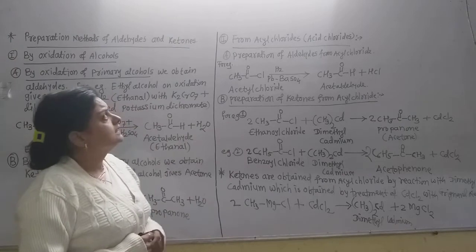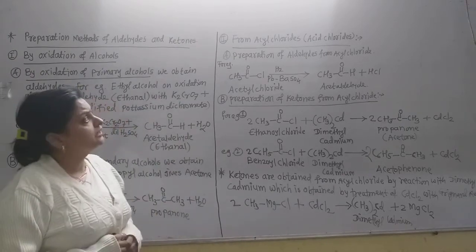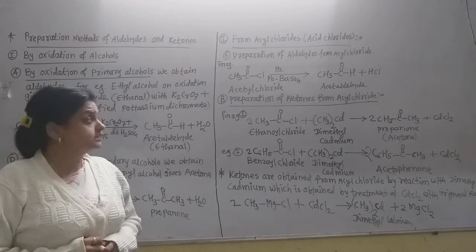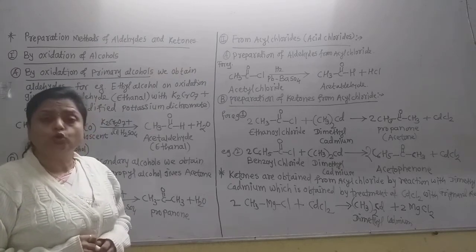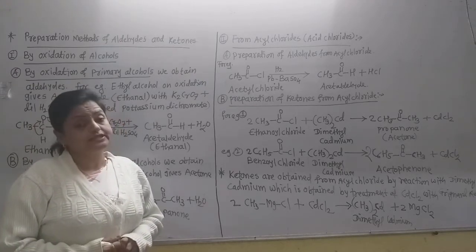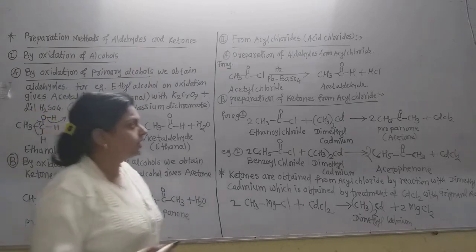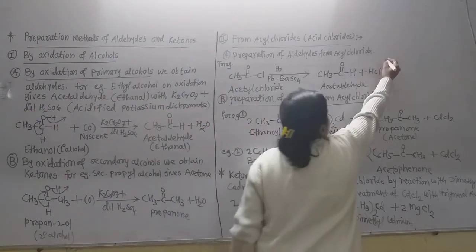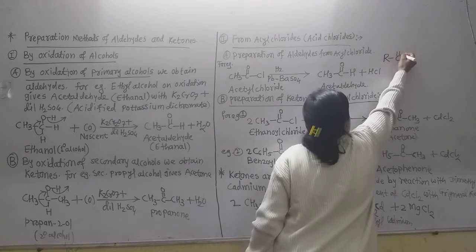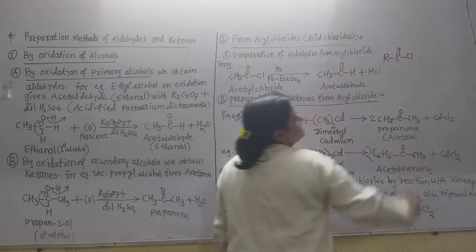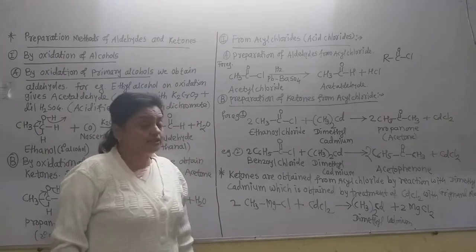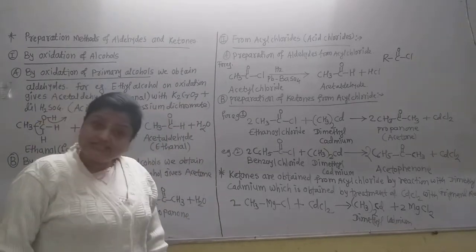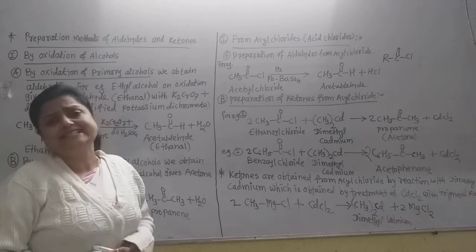Now come to the second method of preparation of aldehydes and ketones. This is also a very important method. This is from acyl chloride. In the 11th standard I told you the general formula of acyl chloride. The general formula is R C double bond O Cl. There is no other oxygen again. Now this is R C double bond O Cl, so this is the acyl chloride. If the R is the CH3 group, that is called acetyl chloride.